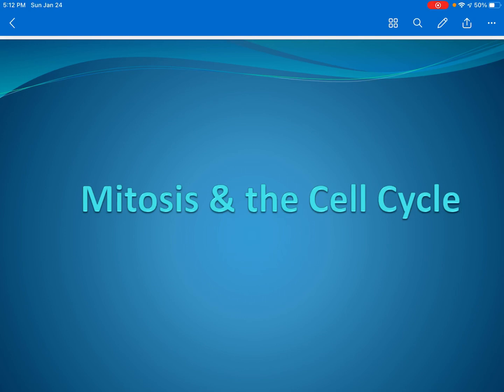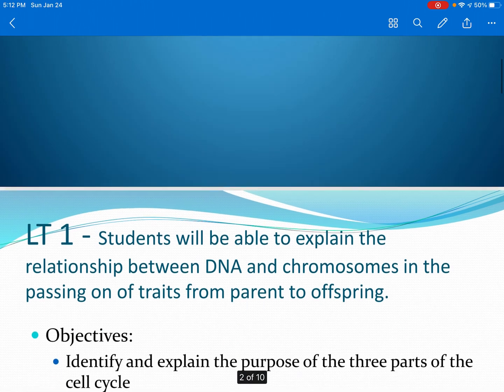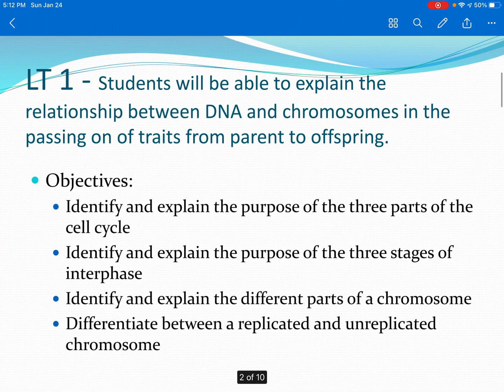All right, we're going to start a new unit, and it is on mitosis and meiosis. And so we're going to start out with mitosis first and the whole cell cycle. The first learning target is students will be able to explain the relationship between DNA and chromosomes in the passing on of traits from parent to offspring. So we're really going to look at what the chromosome structure is, as well as what the whole cell cycle is, how those chromosomes get passed down.